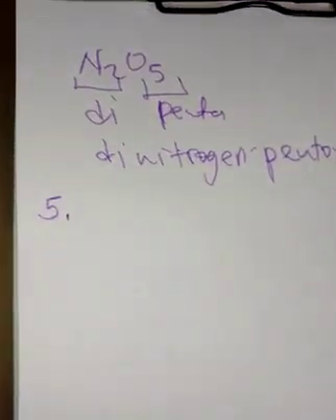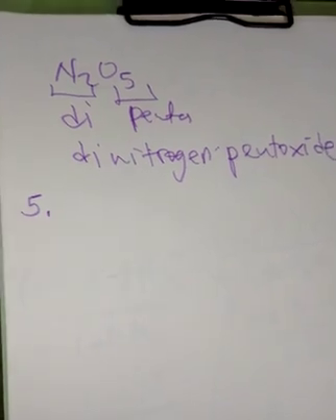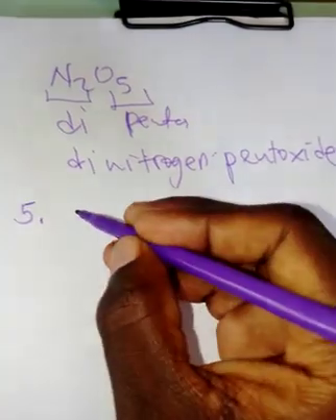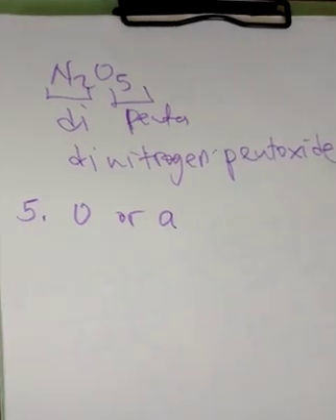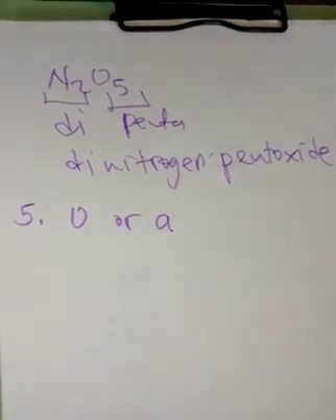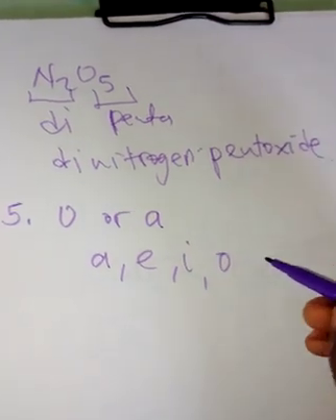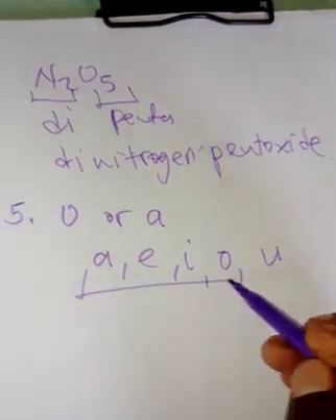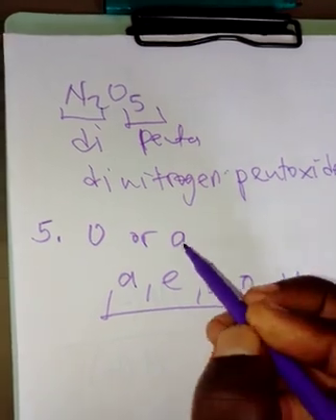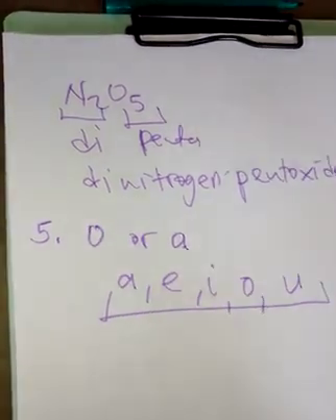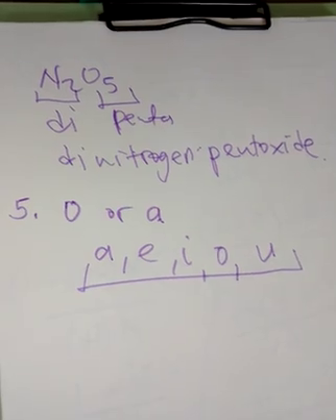Okay. So for row number 5, you should know that we often drop the final O or A of the prefix when the element begins with a vowel. When the element begins with what? A, E, I, O, and U. When an element begins with a vowel, we drop the final A or O of the prefix. For example, these same examples we have already named.